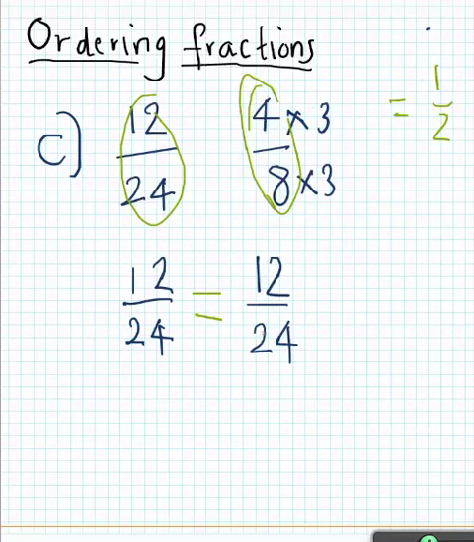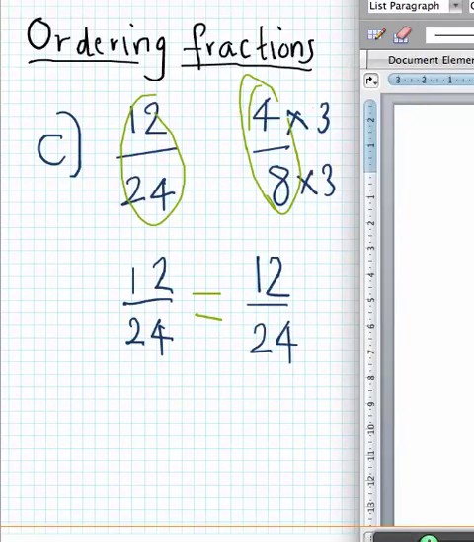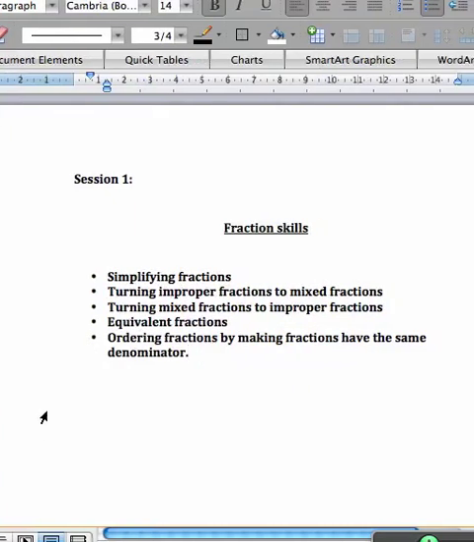So just keep in mind that sometimes you have fractions that are larger than others or smaller, and sometimes they can be equal, they can be equivalent. So just make sure you're okay with what we have covered. So in this session, as a summary, we have covered the 1, 2, 3, 4, 5 dot points. And if you still need extra help, make sure you let your teacher know.